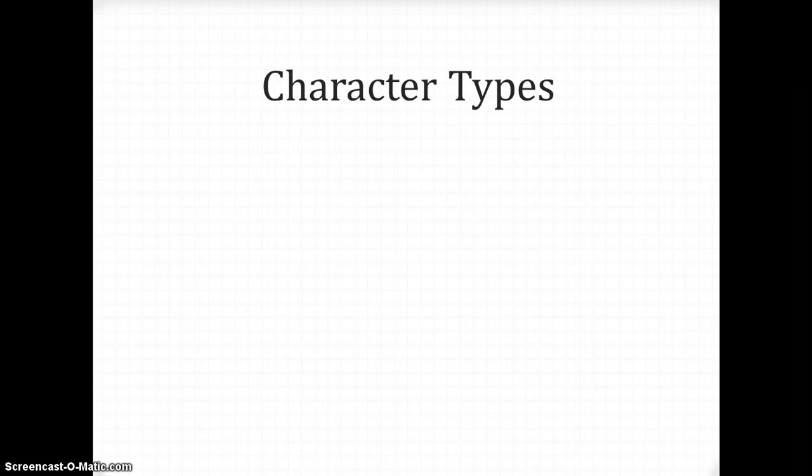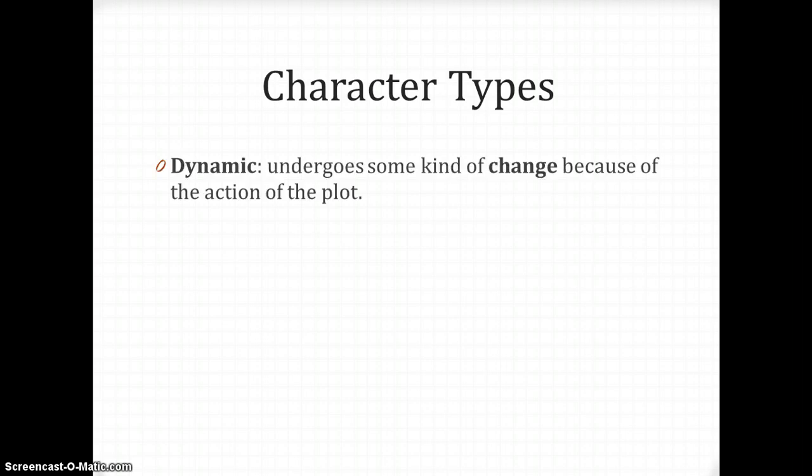The first aspect of character that we're going to discuss is character types. The first character type is dynamic. Dynamic characters undergo some kind of change because of the action of the plot, usually as a result of the conflict in the plot. Oftentimes this change in a dynamic character occurs within the character, so they might change their insight, their understanding, their commitment, or their values about something in the plot line.